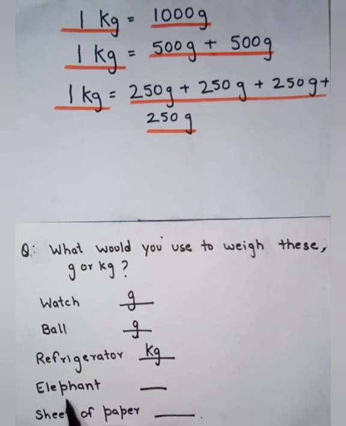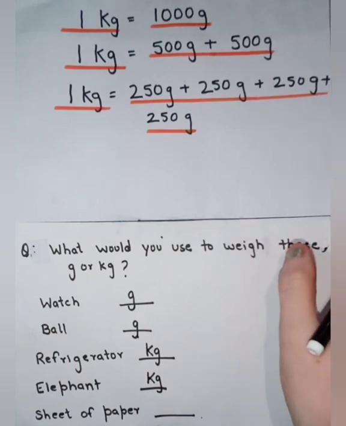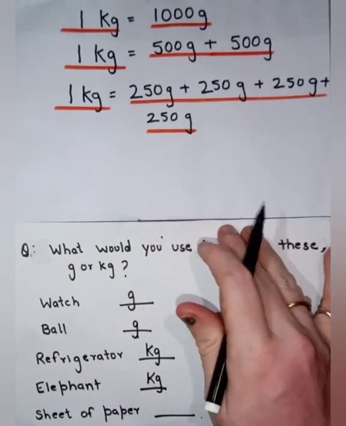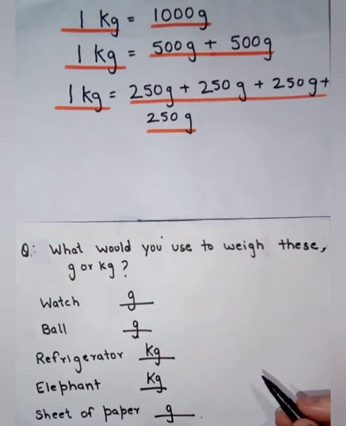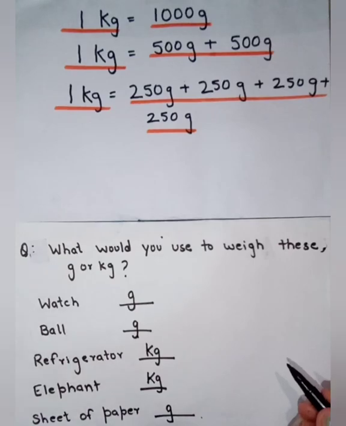Elephant. So the weight of elephant will be written in gram or kilogram. Elephant is heavy. So we are going to write in kilogram. Sheet of paper. See, this sheet of paper. So it is heavy or light? It is light. So we will write gram. Easy? Yes? Let us do another exercise. Okay?